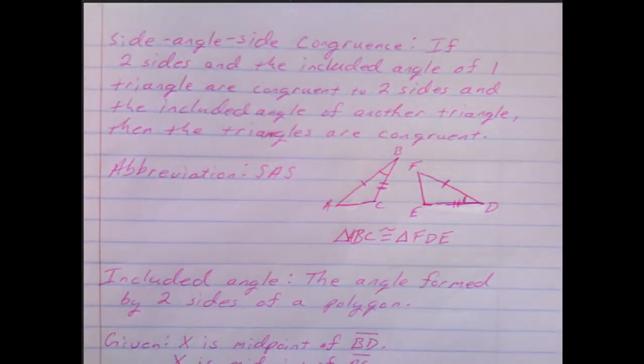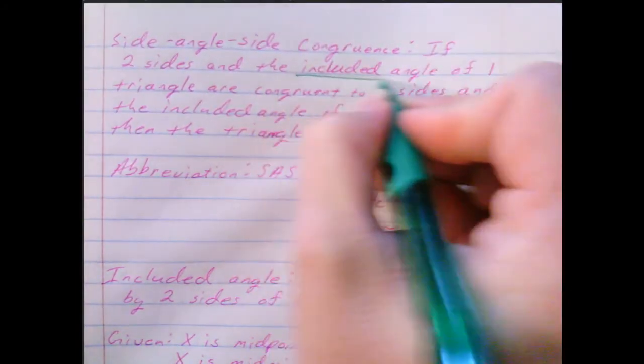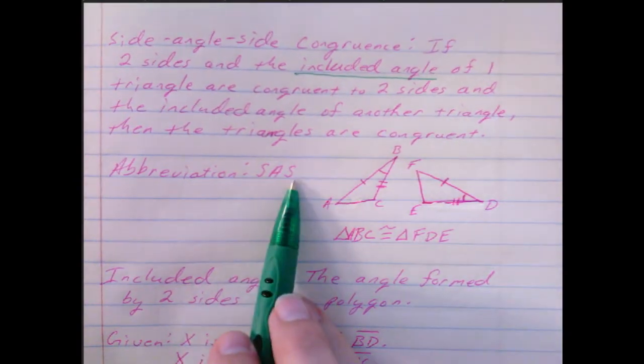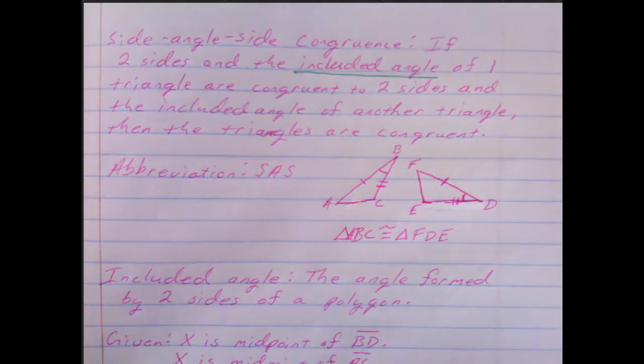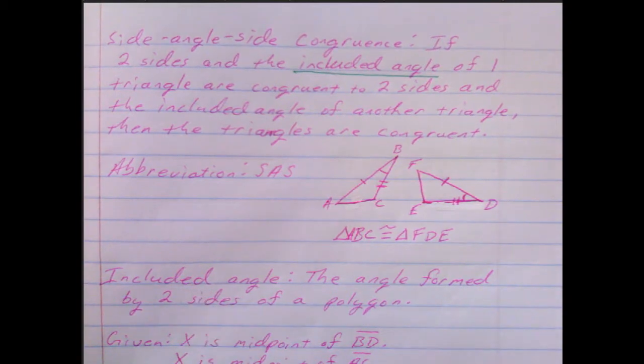So the next one is side angle side. So if we have two sides and the included angle, this is really important, of one triangle are congruent to two sides and the included angle of another triangle, then the triangles are congruent. And that is side angle side, SAS. So before I go into this picture, I do want to discuss included angle. Included angle means the angle that is formed by two sides in a polygon.